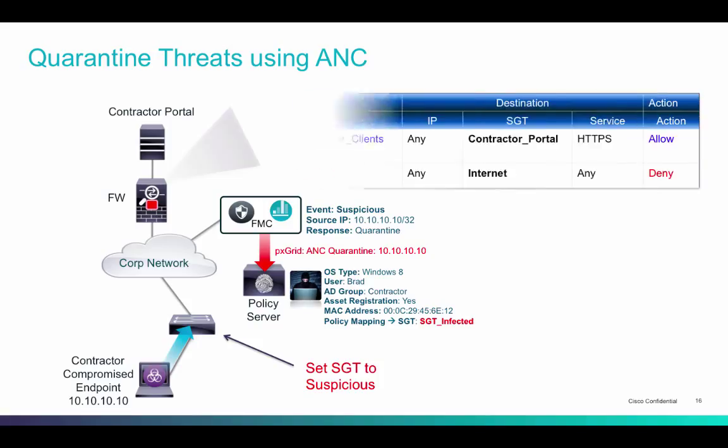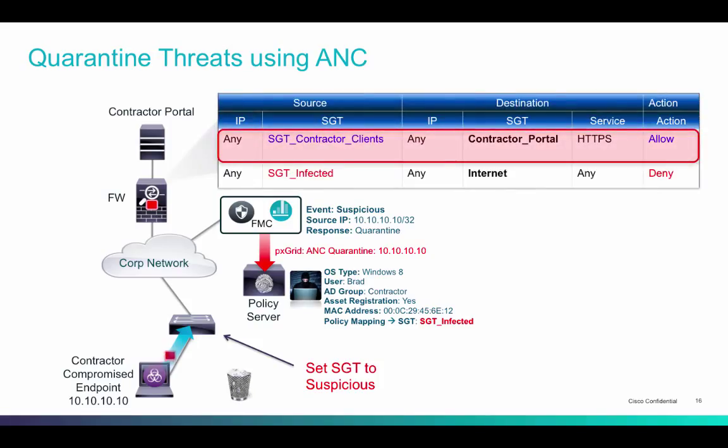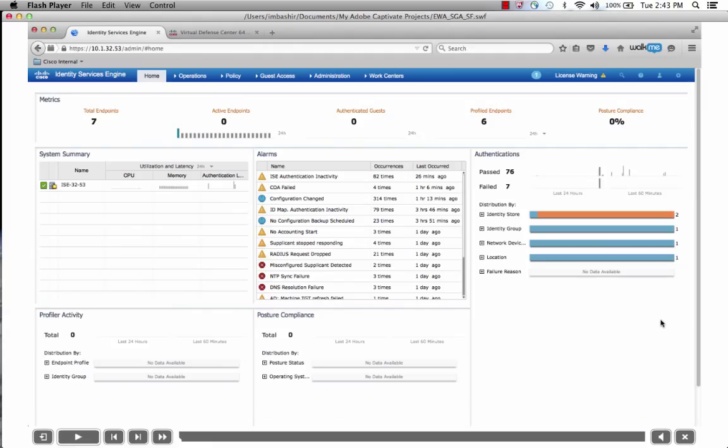Now, once that tag is enforced, next time the packet comes in through your data center firewall or through any of the network access devices, as per configured policies in your system, the packets will either be allowed access or denied access. Now let's walk through a demo of how this works.